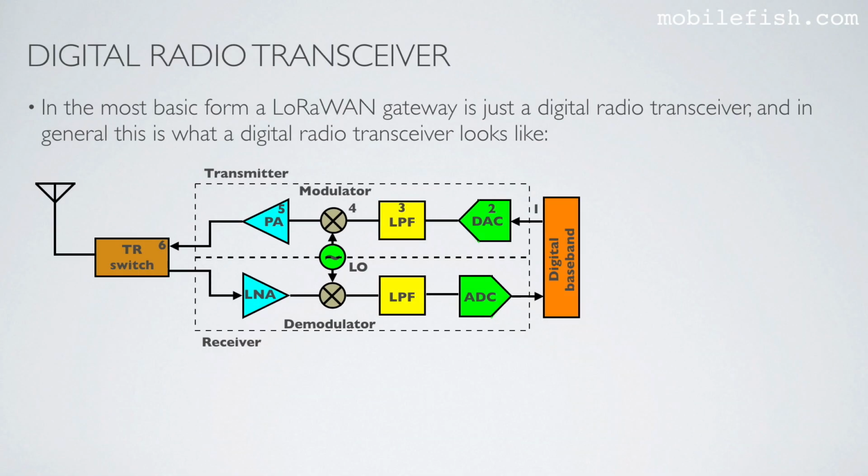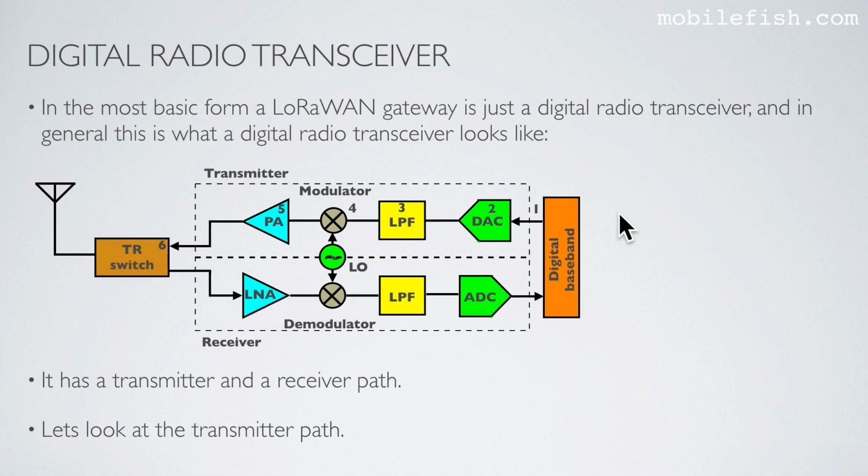In the most basic form, a LoRaWAN gateway is just a digital radio transceiver, and in general, this is what a digital radio transceiver looks like. It has a transmitter and a receiver path. So when you transmit data, data flows this direction. And when you receive data, it flows this direction. Now let's look at the transmitter path, this flow.